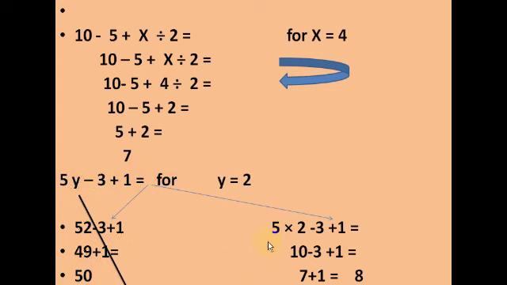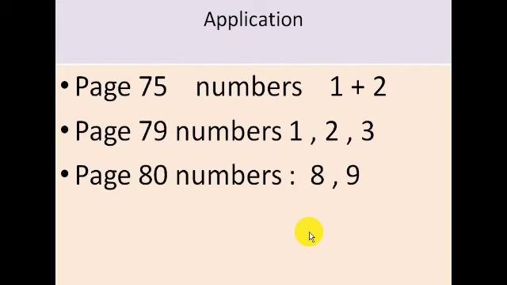Which one is correct between them? It's 5 times 2 or 52? Yes, it's 5 times 2, because we said that when we have a letter and a number, between them we have the operation of multiplication. So it's not 52, that's wrong. So it's 5 times 2, it becomes 10. And we continue solving as usual. 10 minus 3 plus 1 is 7 plus 1 is 8. So please pay attention here not to put 52, it's 5 times 2.